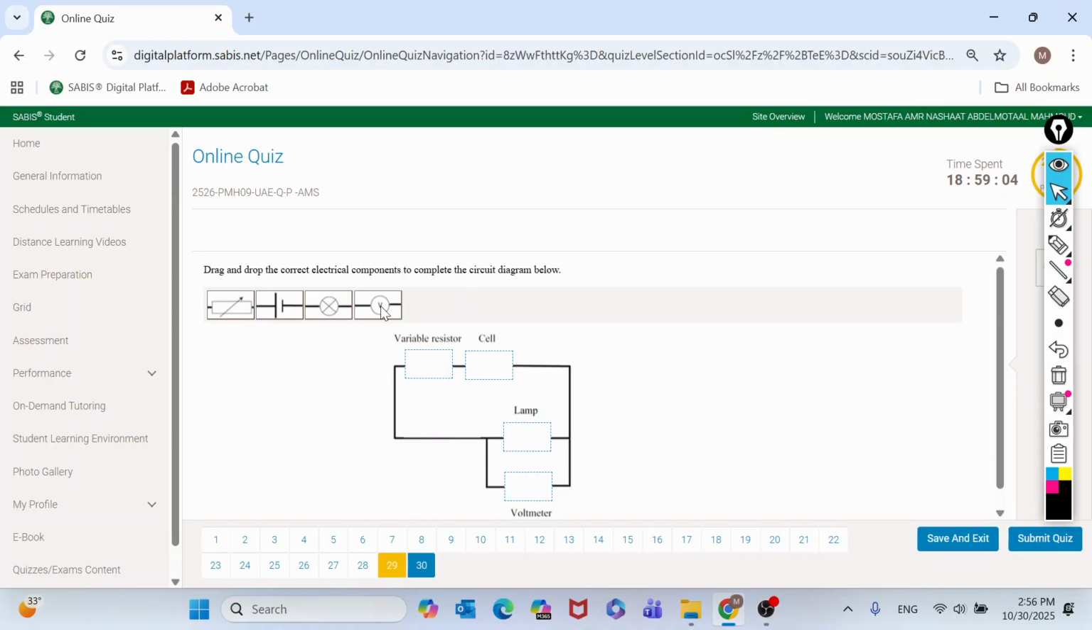Okay, guys. A variable resistor is this, and it's just a normal resistor with an arrow through it. A cell is this. This is the battery. By the way, guys, you should know this. The long side is the positive side, and the short side is the negative side. The lamp is this, and the voltmeter is obviously the one with the V.